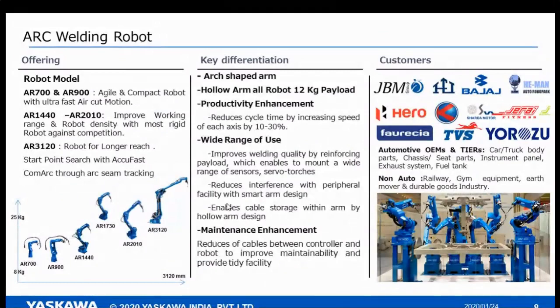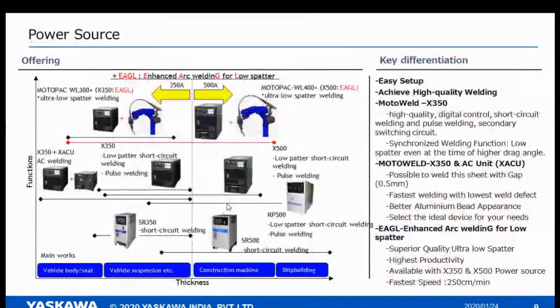See, our welding robots, the major companies like Bajaj, JBM, TVS, Yorozu and all are using more than 350 robots. If you go to the shop floor, you will see only robots working completely. And Yaskawa has a complete solution, a robot together with the welding machines also.